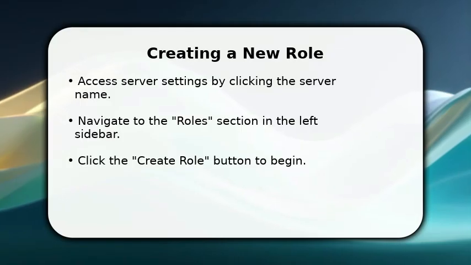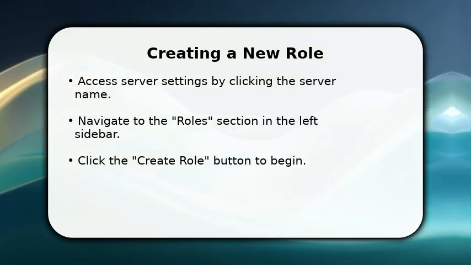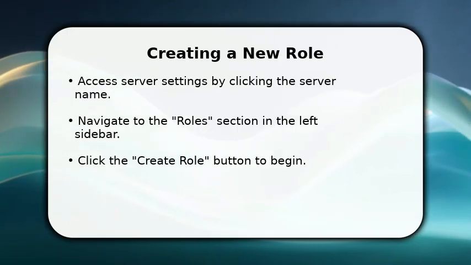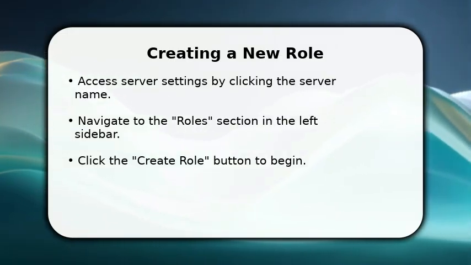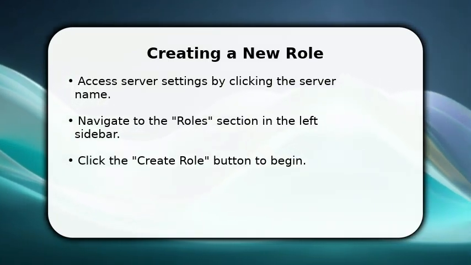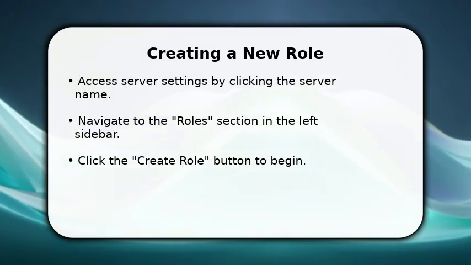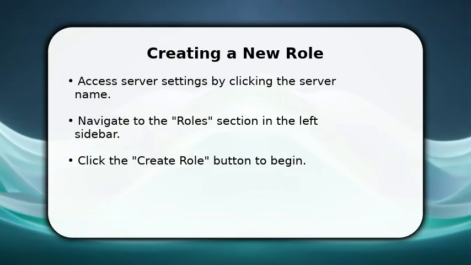In this video, I will explain how to make roles in Discord. First, open your Discord server and click on the server name at the top left. From the drop-down menu, select Server Settings. On the left-hand side, you will see a Roles option. Click it, then press the Create Role button. Give your role a clear name and pick a fun color.